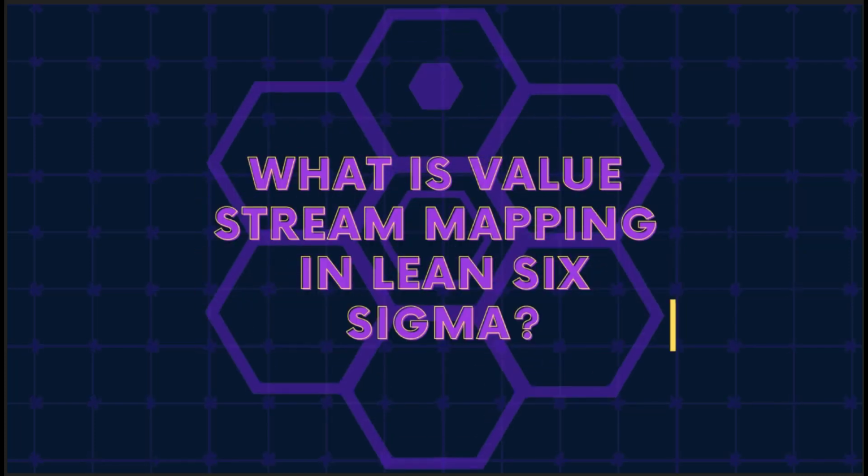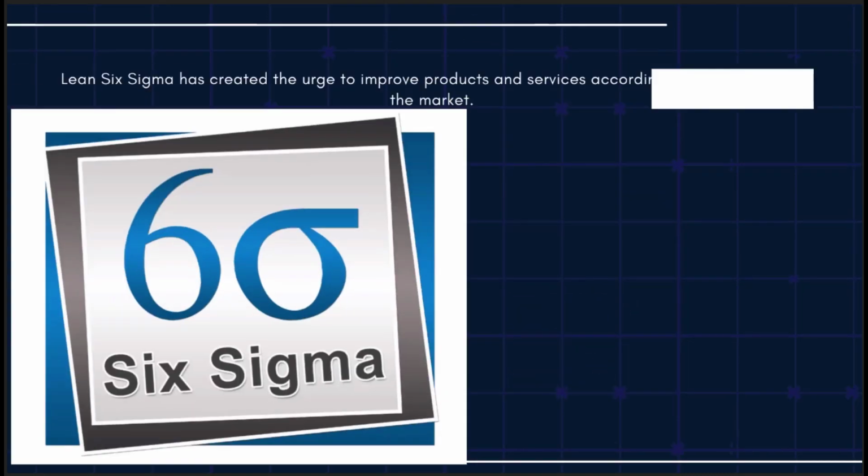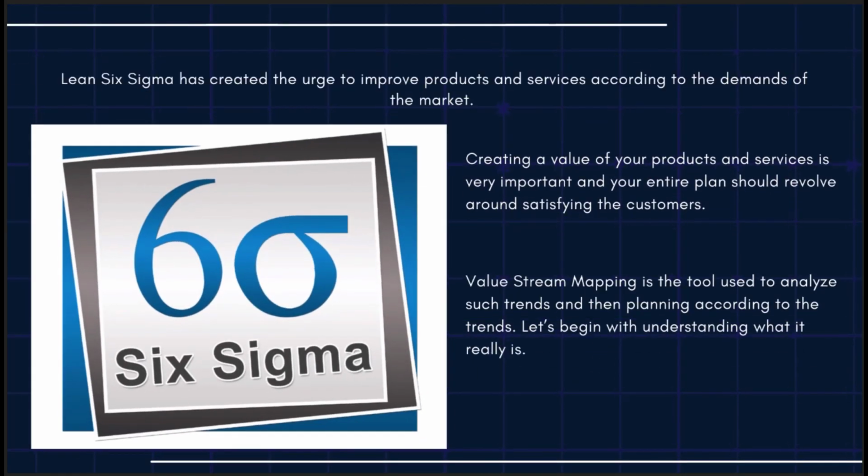What is value stream mapping in Lean Six Sigma? Lean Six Sigma has created the urge to improve products and services according to the demands of the market. Creating value for your products and services is very important, and your entire plan should revolve around satisfying the customers. Value stream mapping is the tool used to analyze such trends and then plan according to them. Let's begin with understanding what it really is.